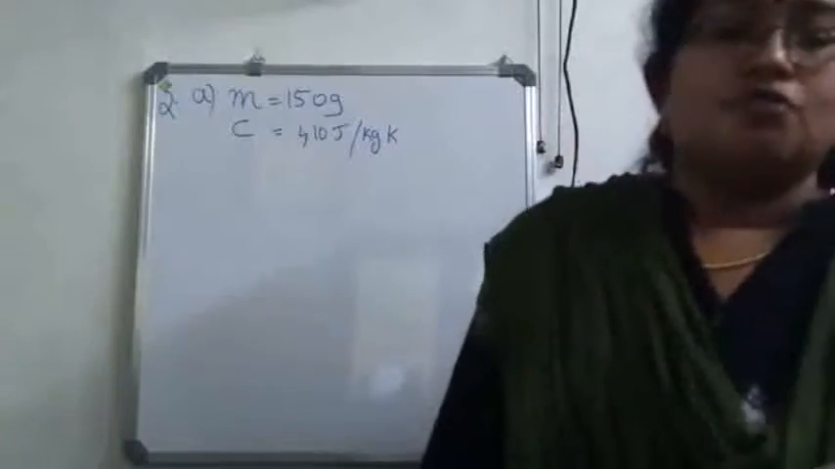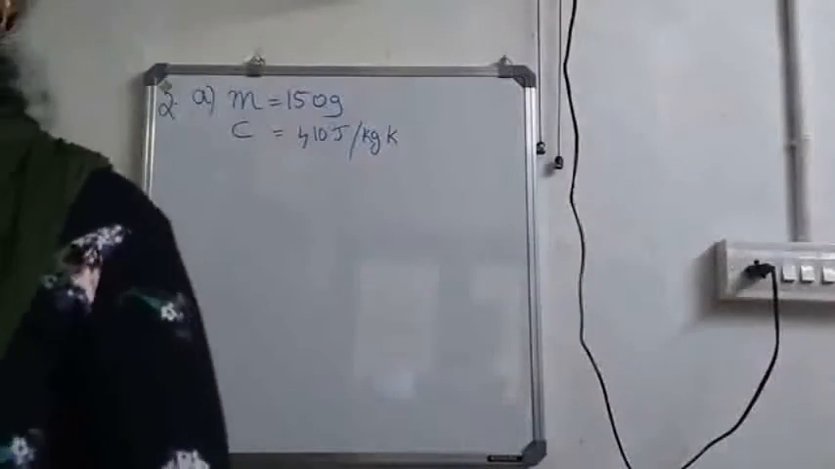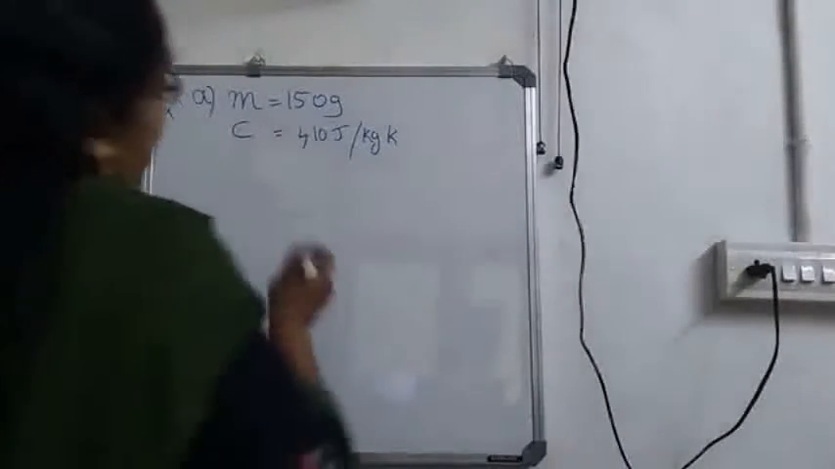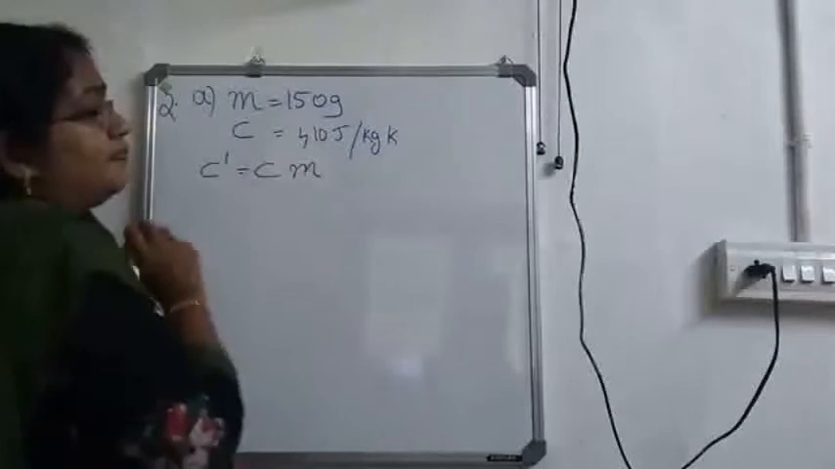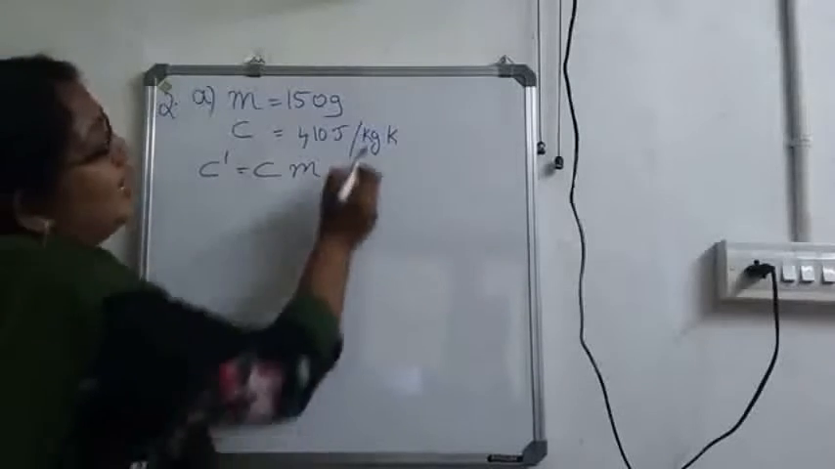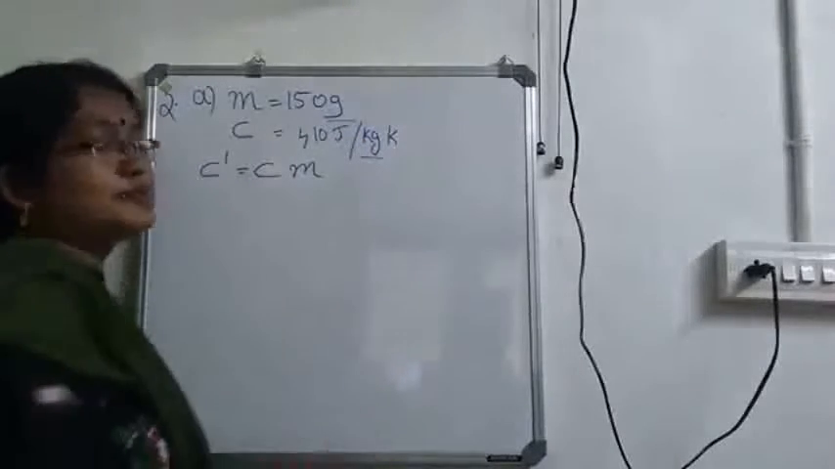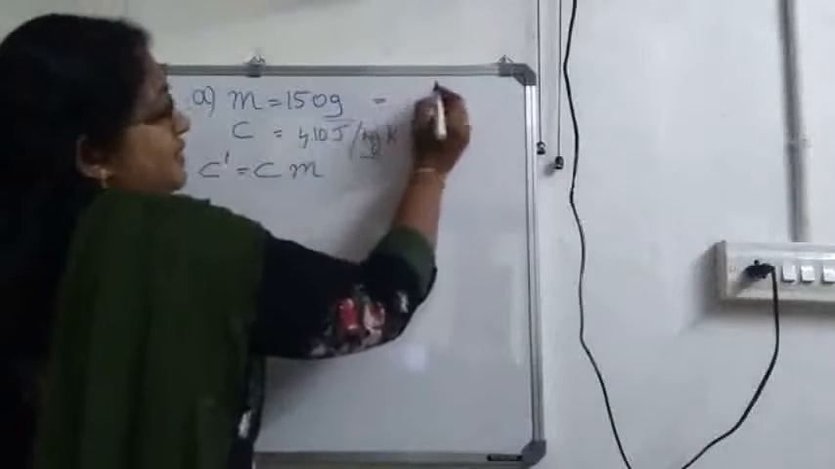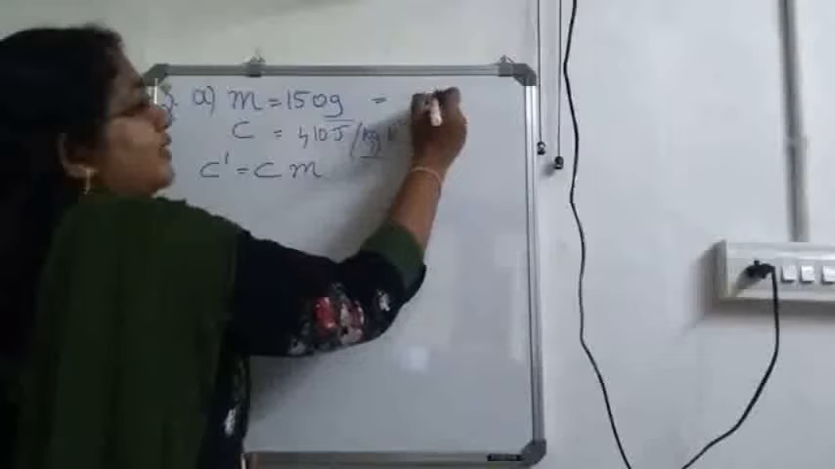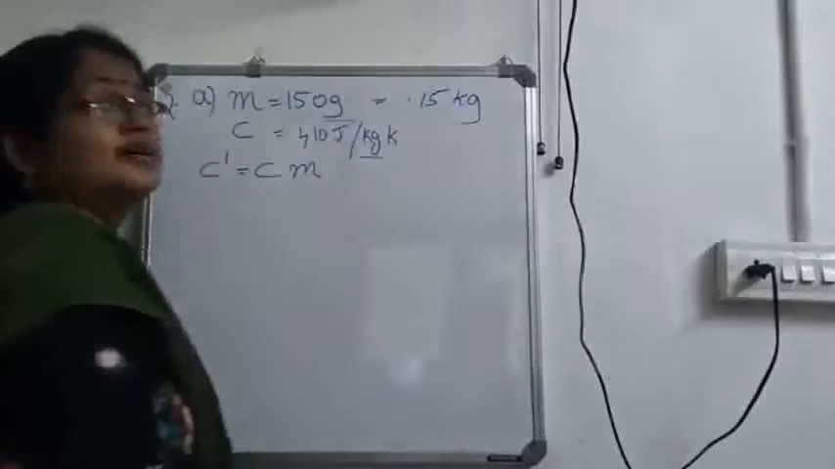So, what should you calculate from here? Here we have the mass as well as specific heat capacity, isn't it? Mass and specific heat capacity are given and we are asked to calculate the heat capacity. So, what is our relation? C dash is equal to Cm. And here one more thing you have to check. Mass is given in gram, specific heat capacity is given per kilogram. So, you have to convert this. Gram to kilogram means dividing by 1000. So, it is 0.15 kilogram.